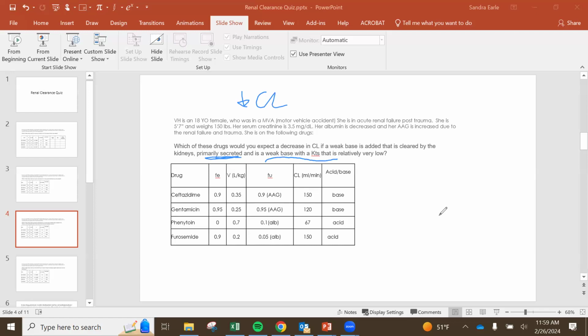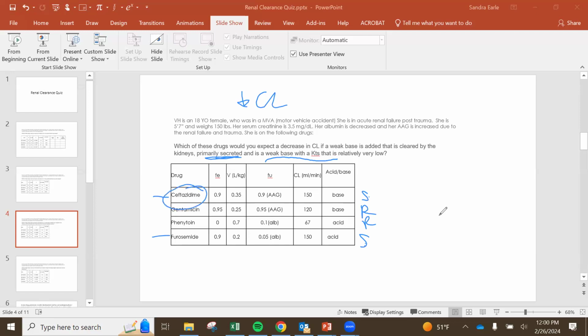Okay, so we have a weak base that's primarily secreted. So we're only going to be looking for our secreted drugs, which are these two, right? Because these are both reabsorbed. So we're going to be focused on ceftazidime and furosemide. If a weak base is added, the only drugs affected would be those where a base would be competing with a base.